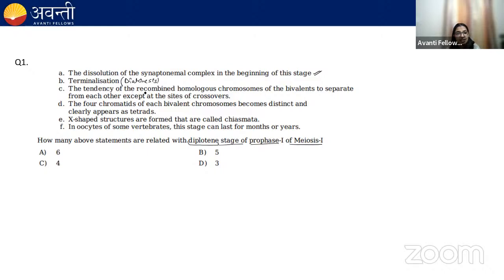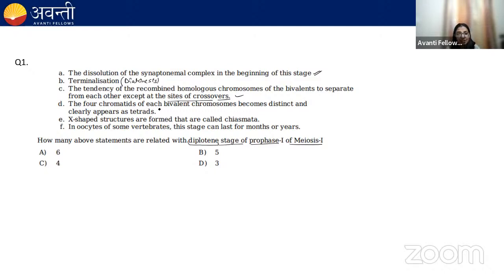C, the tendency of the recombined homologous chromosomes of the bivalents to separate from each other except at the site of crossover, yes. Because the synaptonemal complex gets dissolved and the homologous chromosomes have the tendency to get separated, but they remain attached at the site of the crossover and they form an X-shaped structure, which is the chiasmata. So this is also correct.